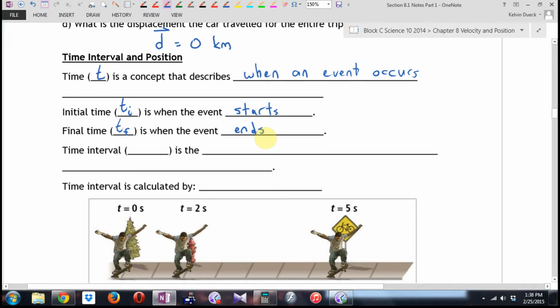What we're almost always interested in is a time interval. Usually when you're measuring with a stopwatch, you start it, you stop it. It's a time interval. We have a symbol for that as well.